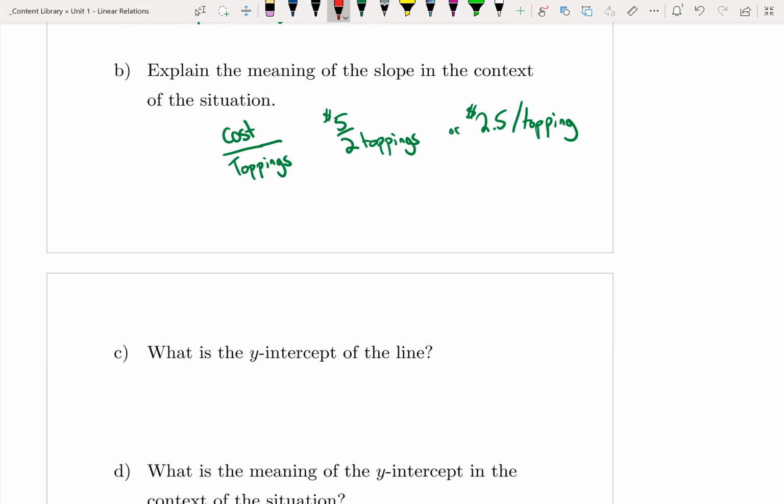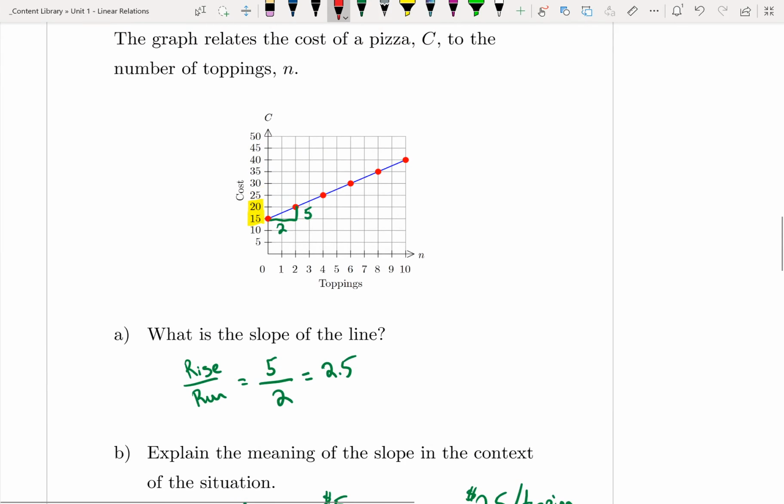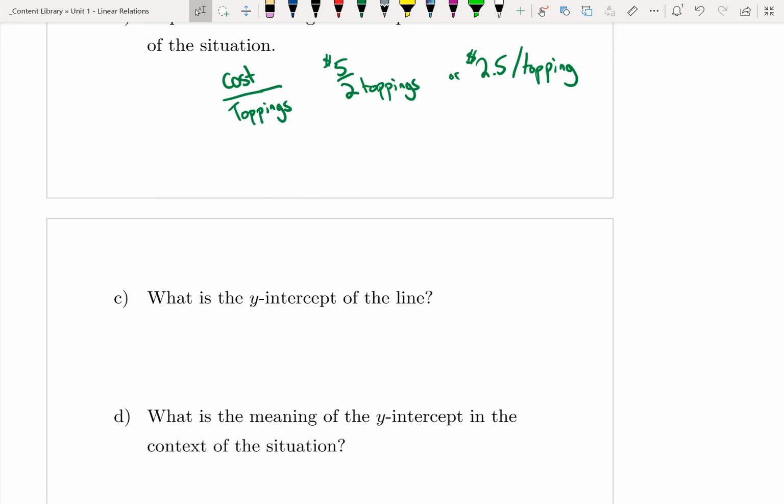C, what is the y-intercept of the line? Again, looking back at the graph, I want to see where it crosses this vertical axis. In this case, it crosses right here. So that's my y-intercept, and we see that it crosses at the point of 15. So in this case, my y-intercept is 15.